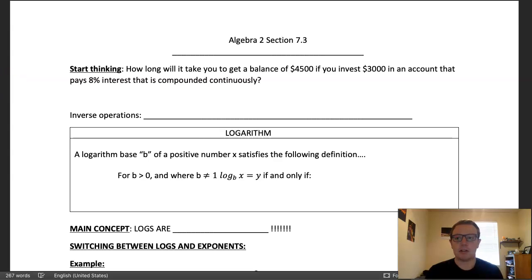Hello folks, and welcome back to another lesson. Today we're going to be jumping into something entirely new. Section 7.3 deals with what we call logarithmic functions.